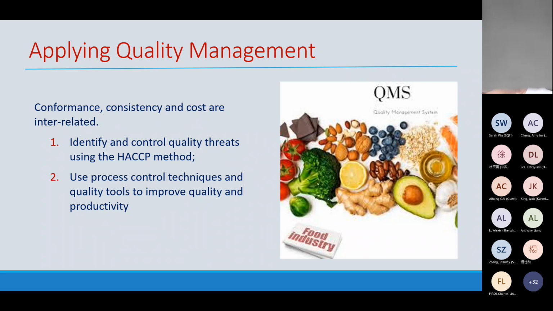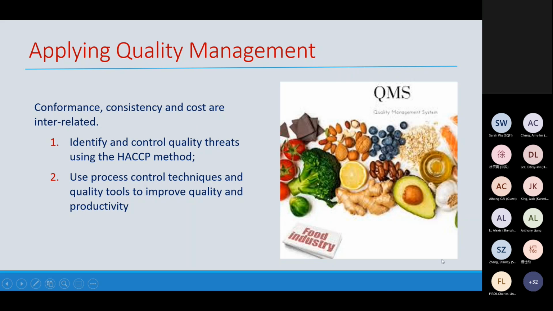Now, I'm just going to stop there for a second and see if we've got any questions so far. And then I'm going to go on to using the HACCP method to measure and control quality. Does anyone want to ask any questions just now? Or are you happy for me to continue?